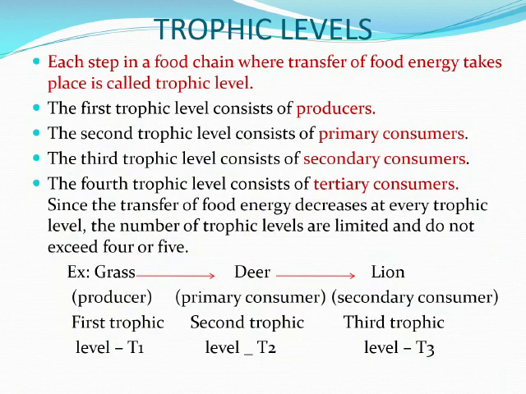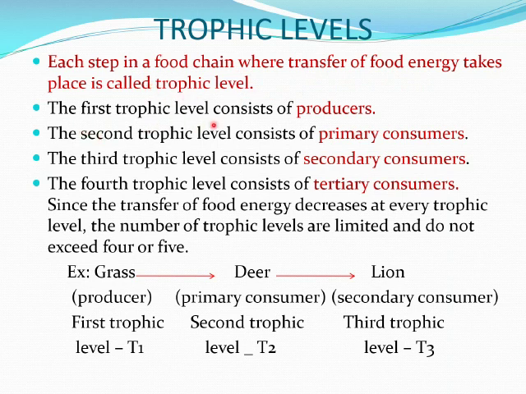Okay, now let us move on to another interesting concept, that is trophic levels. Each step in a food chain where transfer of food energy takes place is called a trophic level. You know that in the food chain there are steps, and in each step there is a presence of living organisms. Each step in a food chain where transfer of food energy takes place, this is most important. They depend on each other for food, and they transfer the energy from one level to another level. So these steps or levels are called trophic levels.